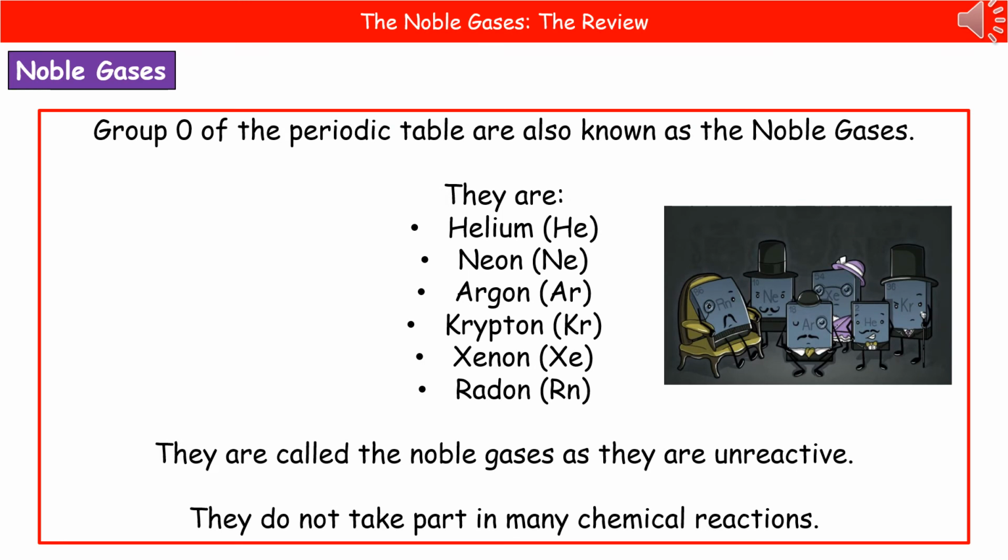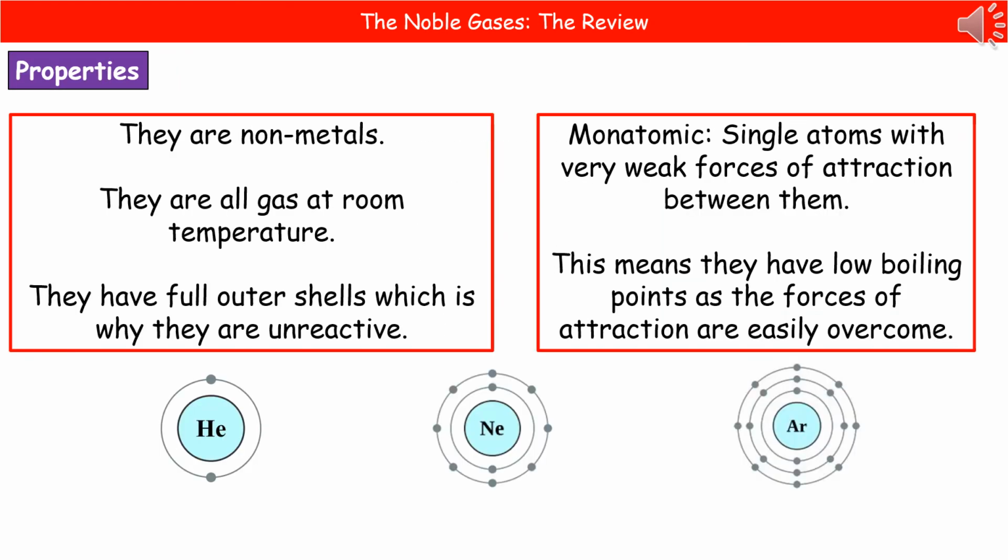Our next group is group 0, the noble gases. So helium, neon, argon, krypton, xenon and radon. The reason they're called the noble gases is that they are unreactive, so they don't take part in many chemical reactions. Few key properties: they're non-metals, they're all gas at room temperature as the name suggests, and they have full outer shells, which is why they are unreactive. They will be going around as monatomic molecules, so that means they're only single atoms with weak forces of attraction between them, and this means that they've got low boiling points because the forces of attraction are very easily overcome.